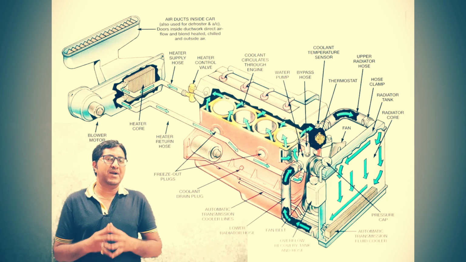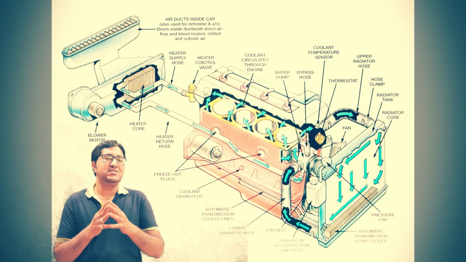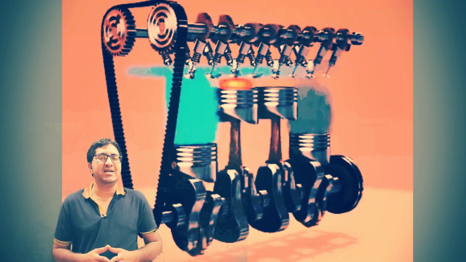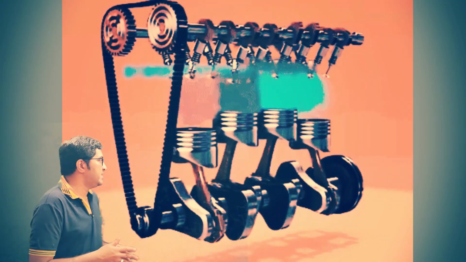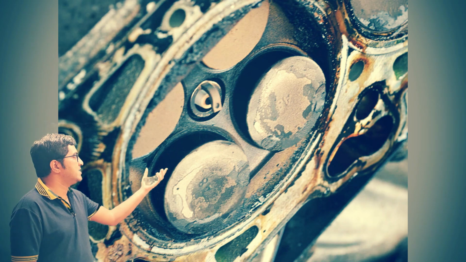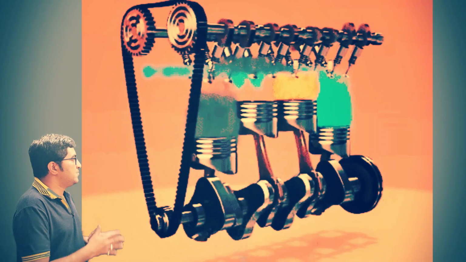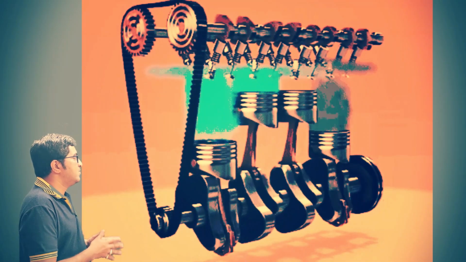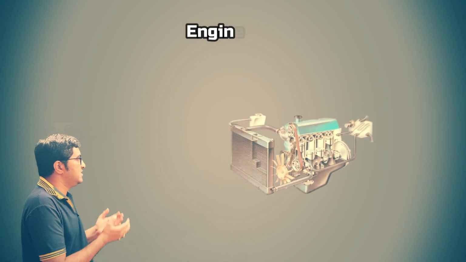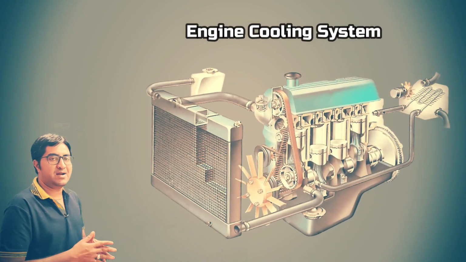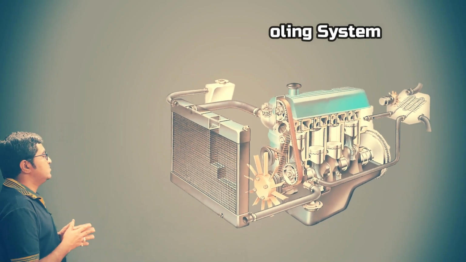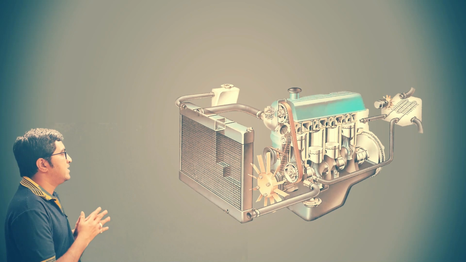And we know that the operating temperature range of the IC engine is very high. If this extra heat is not rejected to the atmosphere, then due to thermal stresses the piston will expand and seize inside the cylinder. So for that we provide a proper cooling system which absorbs the extra heat from the engine body and rejects it into the atmosphere. This type of arrangement is called a radiator. These are the basic components of the radiator.